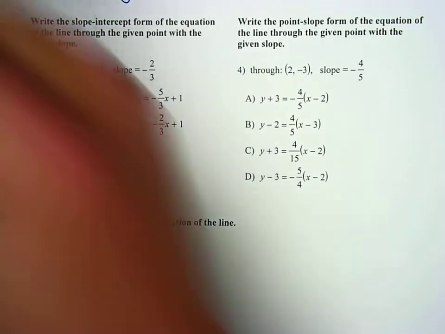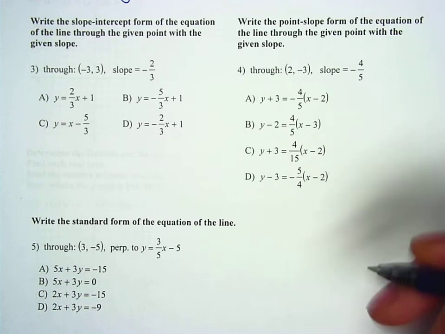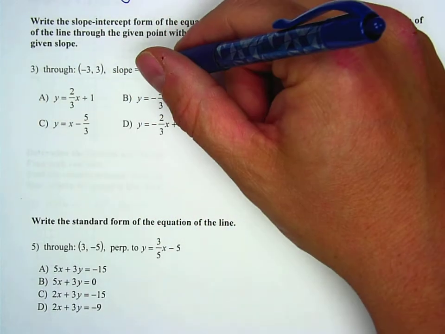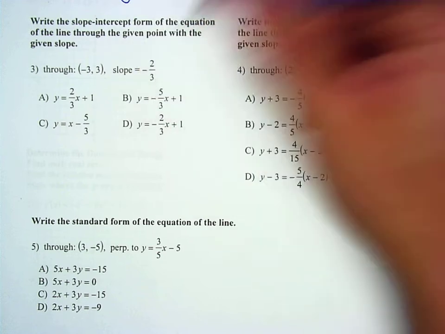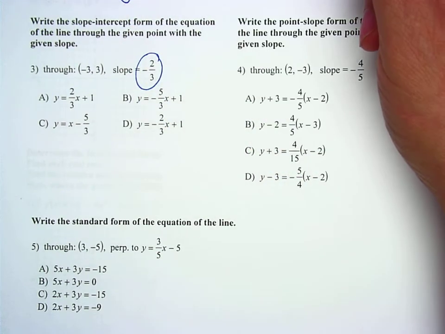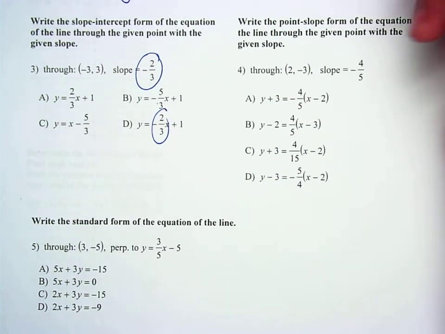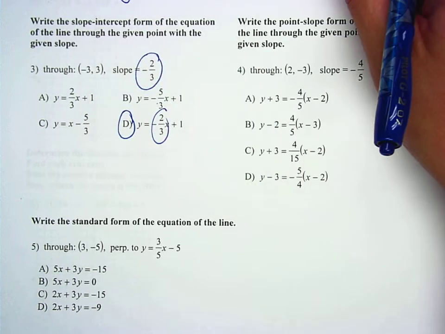Slope-intercept form of the equation given that's parallel. Slope-intercept form through the point with a slope of -2/3. Well, I'm looking at these equations. This is my slope. And this is the only one with a slope that matches. So that's a pretty easy question. D. I don't even have to figure out the whole thing.